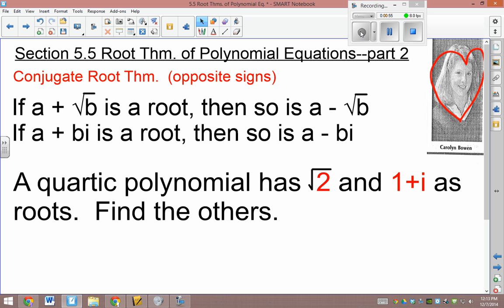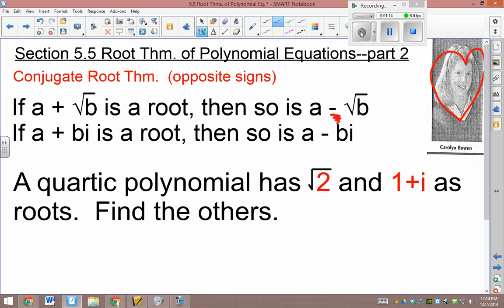So here's what the conjugate root theorem says. It says if a plus the square root of b is a root, then we know also that a minus, again changing that middle sign, square root of b is also a root. Same thing for imaginary numbers. If a plus bi is a root, then we know that a minus bi is a root.